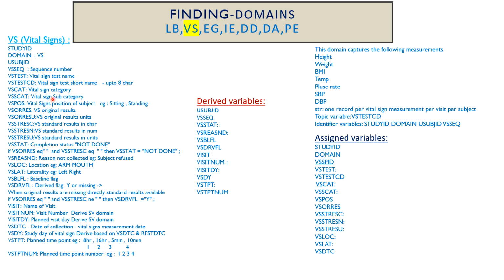Then category and subcategory. If there is a category, then category; if there is a subcategory, then subcategory. Position is how we did the vital sign measurement, either sitting position or standing position. Then units: the standard unit is in character format and the standard results are in numeric format. This variable we have already seen. Then VSSTAT and reason for not done, that variable. Then location, which is the location where we did the vital signs.